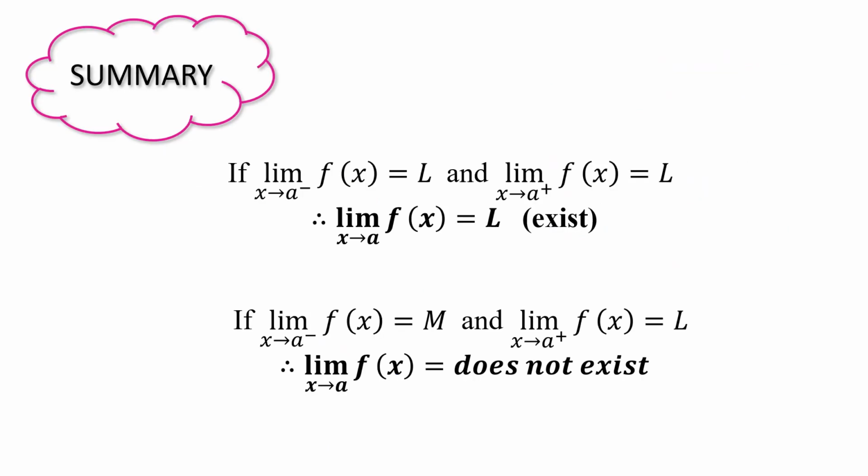So in this video, we have learned that the limit exists if the right hand limit and the left hand limit are the same, but the limit does not exist if the right hand limit does not equal the left hand limit. That's all for this topic.